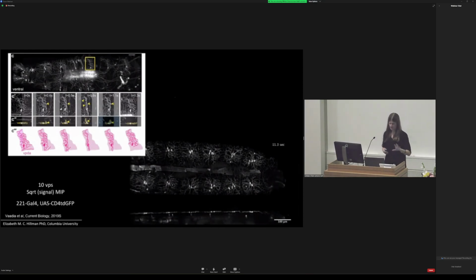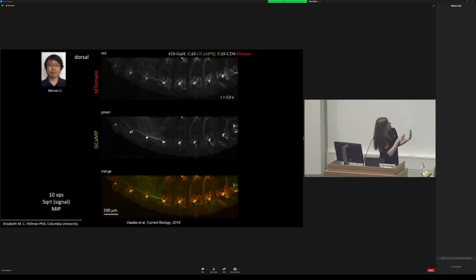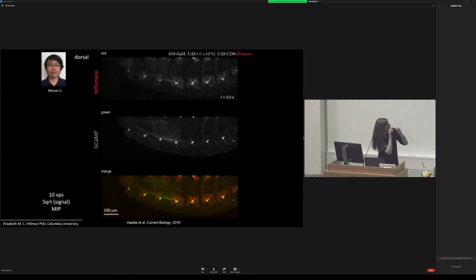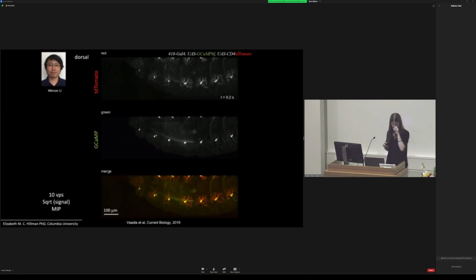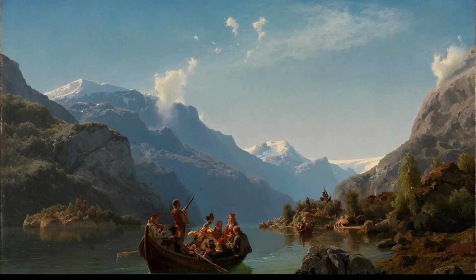This is just structural imaging. But what we can then do is express that calcium indicator, so we can do red as a static indicator and green as a calcium indicator. Now you can see the brightening of those dendrites, and you can see these little axons lighting up. So now you can capture this whole dynamic system as it's behaving.